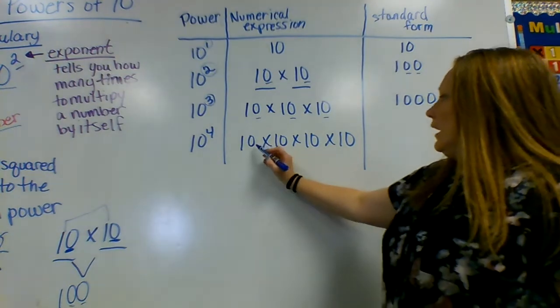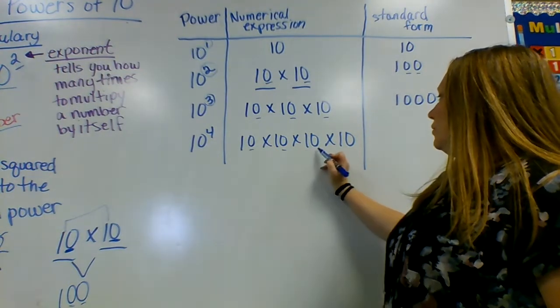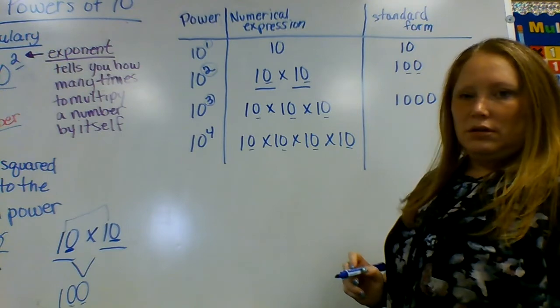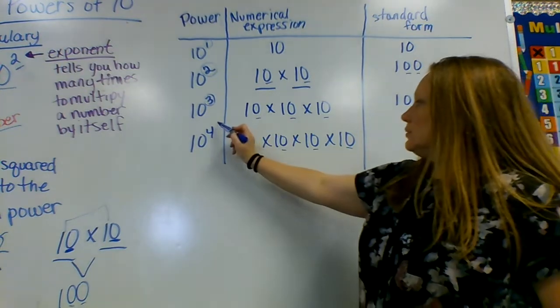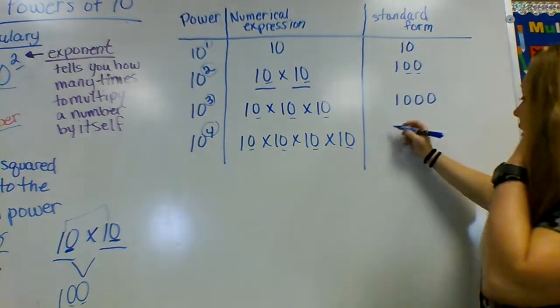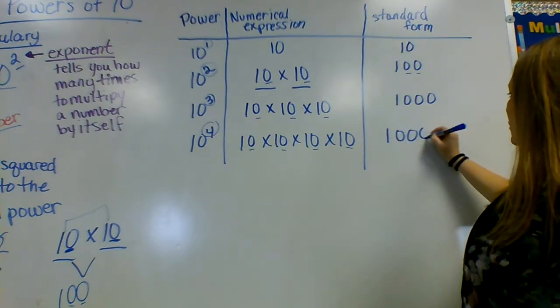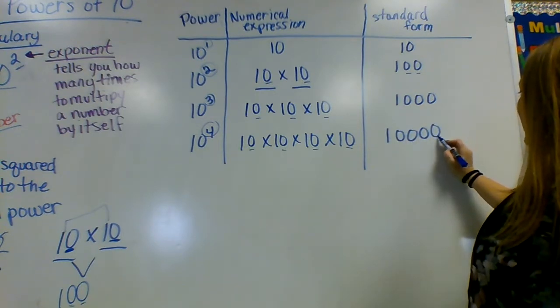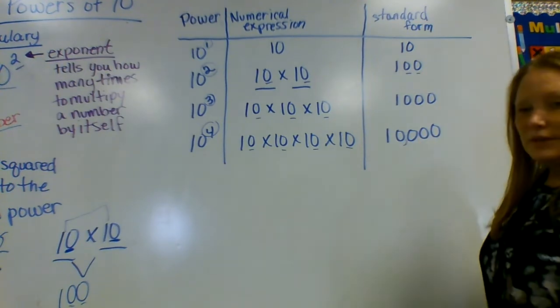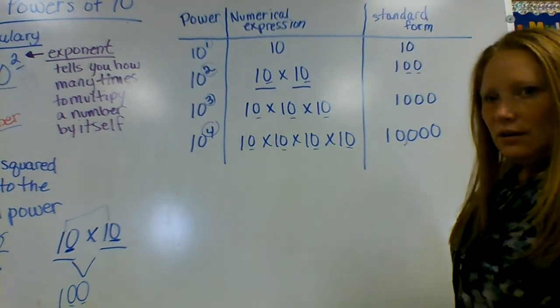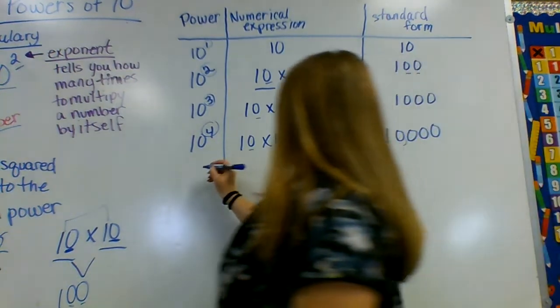Okay. How many zeros do I got? 1, 2, 3, 4. That's true. And that's what the exponent said, 4 zeros. So I'm going to put my 1 and then 4 zeros. 1, 2, 3, 4. I'm going to count back 1, 2, 3, put my comma. That's 10,000. All right. And let's do one last one.